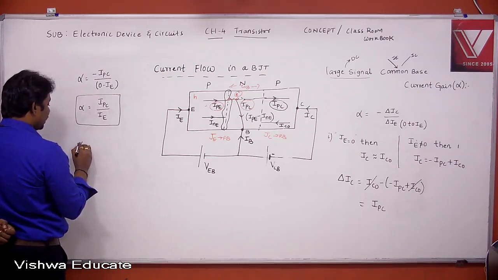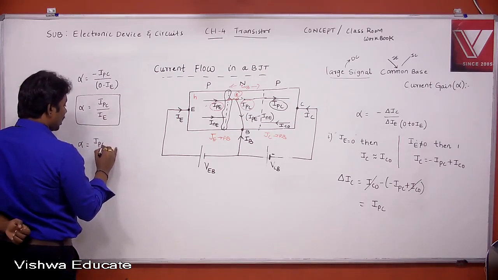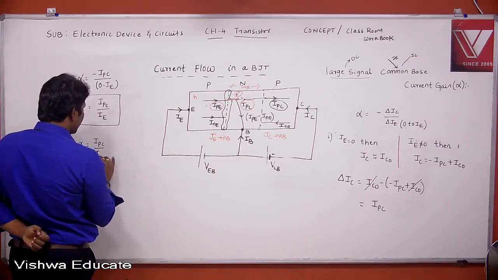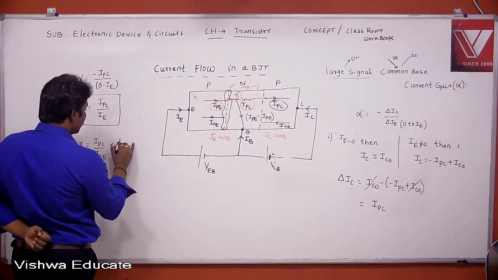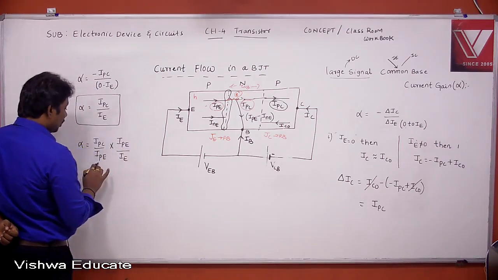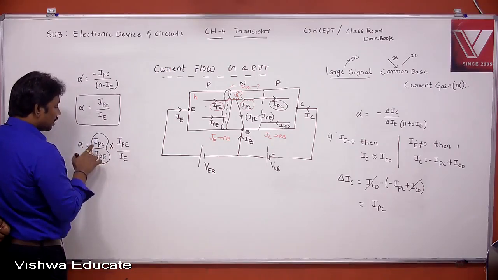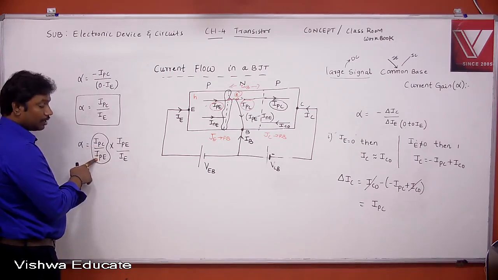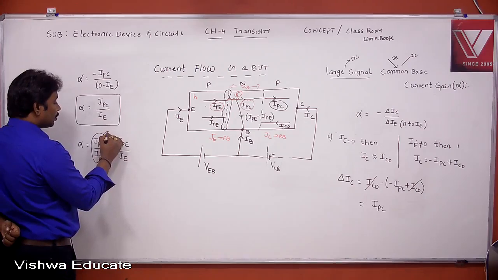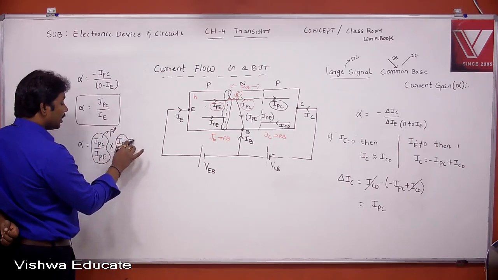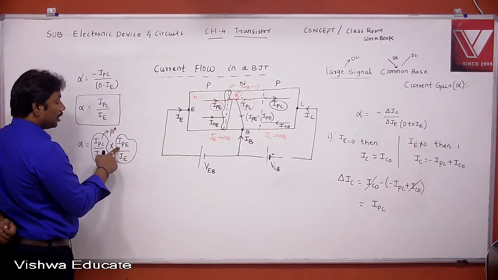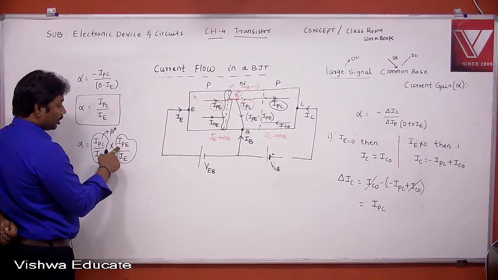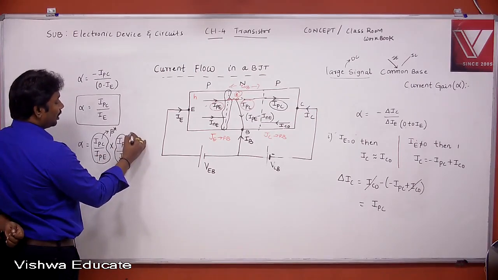This can be written as I_pC by I_pE into I_pE by I_E. What is I_pC by I_pE? It is the ratio of the majority carrier current at the collector junction to the majority carrier current at the emitter junction. This is the transport factor, that is beta star. What is I_pE by I_E? It is the majority carrier current at the emitter junction to the total emitter current, which is the emitter efficiency, gamma.